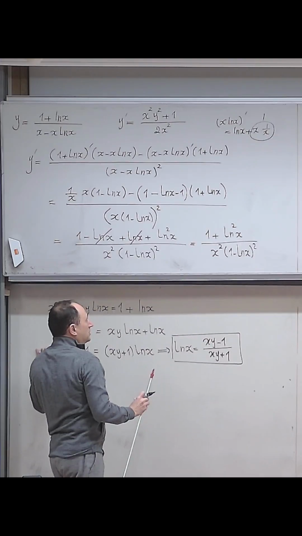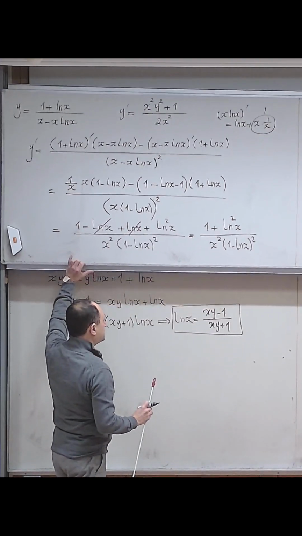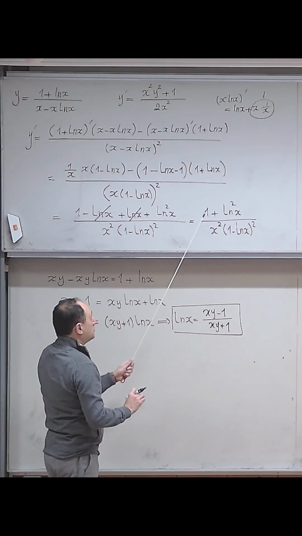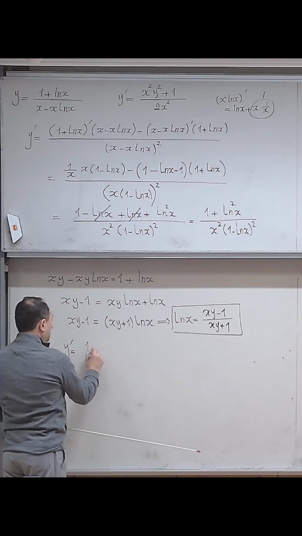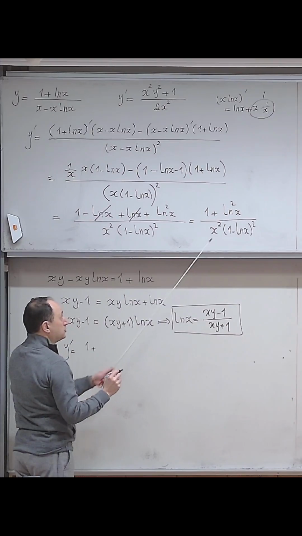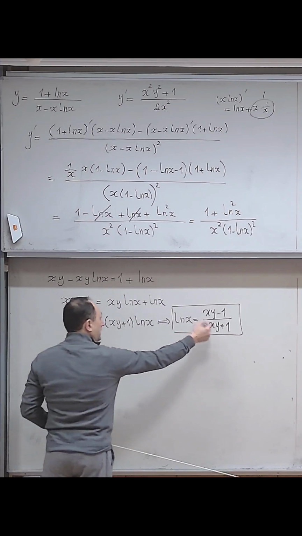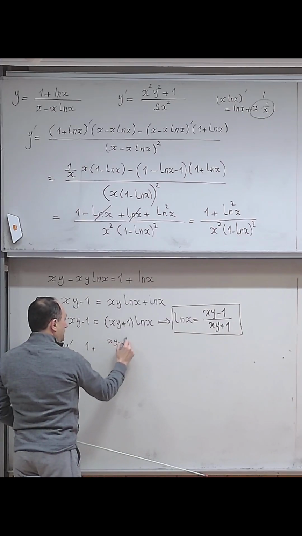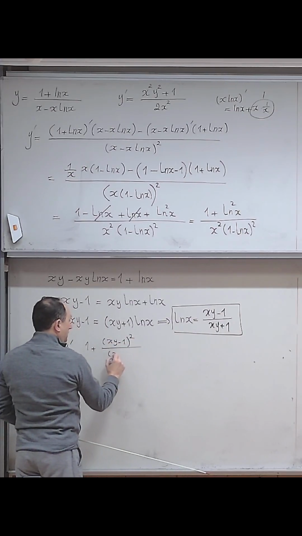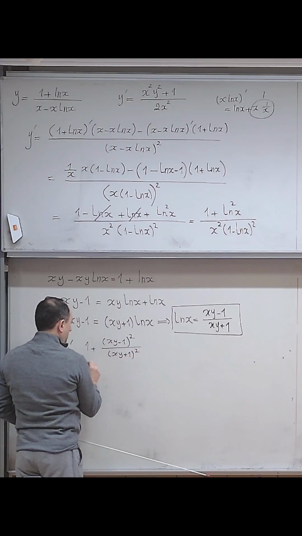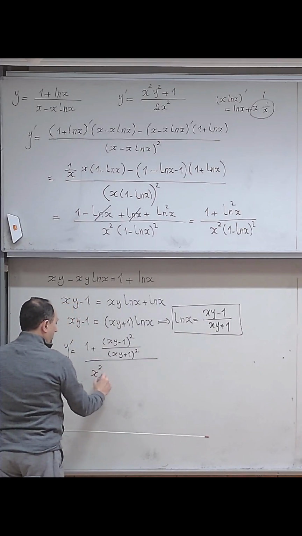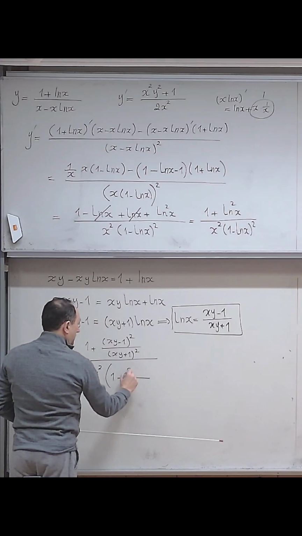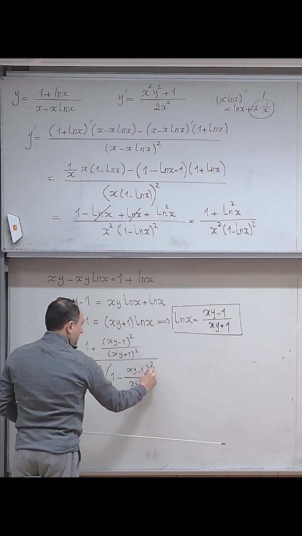You have to be careful about doing the algebra right. So y prime is equal to, I have 1 there, but I have to raise this 1 to power 2 because this is ln of x squared, and a fraction to power 2 becomes the numerator to power 2 divided by the denominator to power 2. And then I have x squared, and then I have 1 minus xy minus 1 over xy plus 1, to the power of 2.